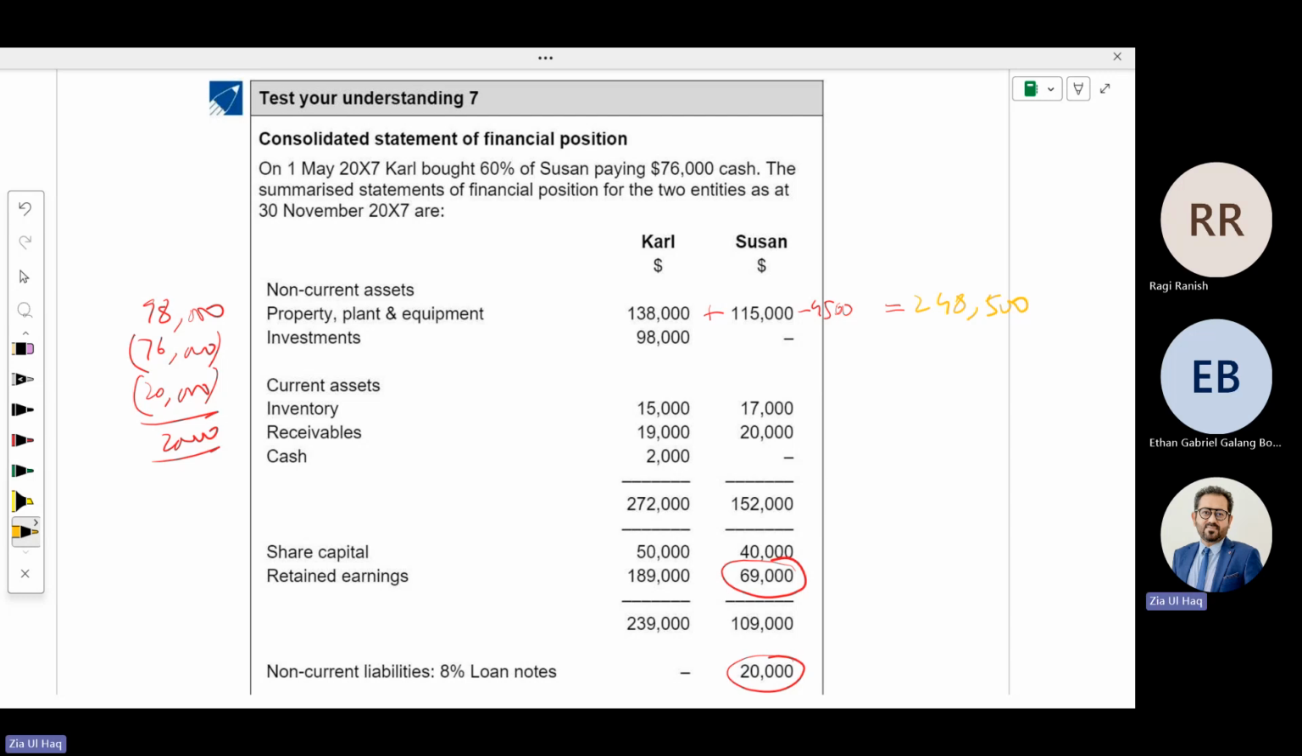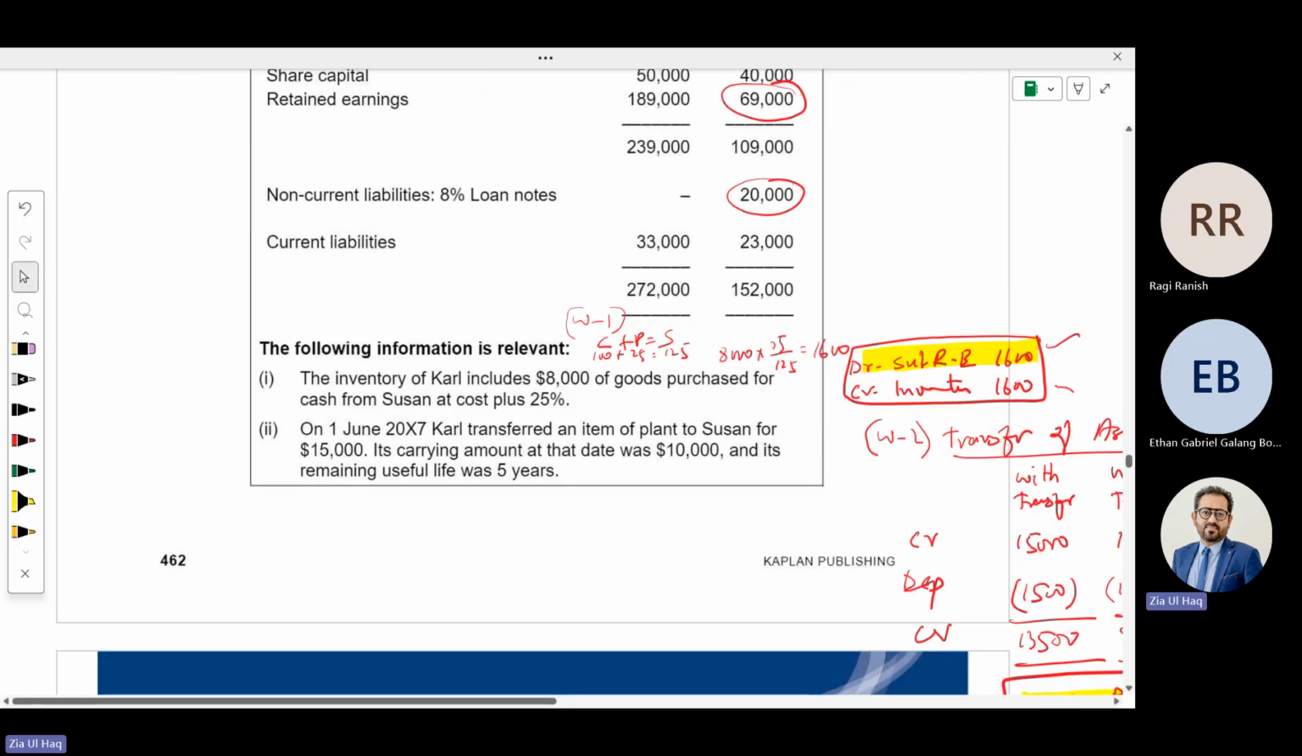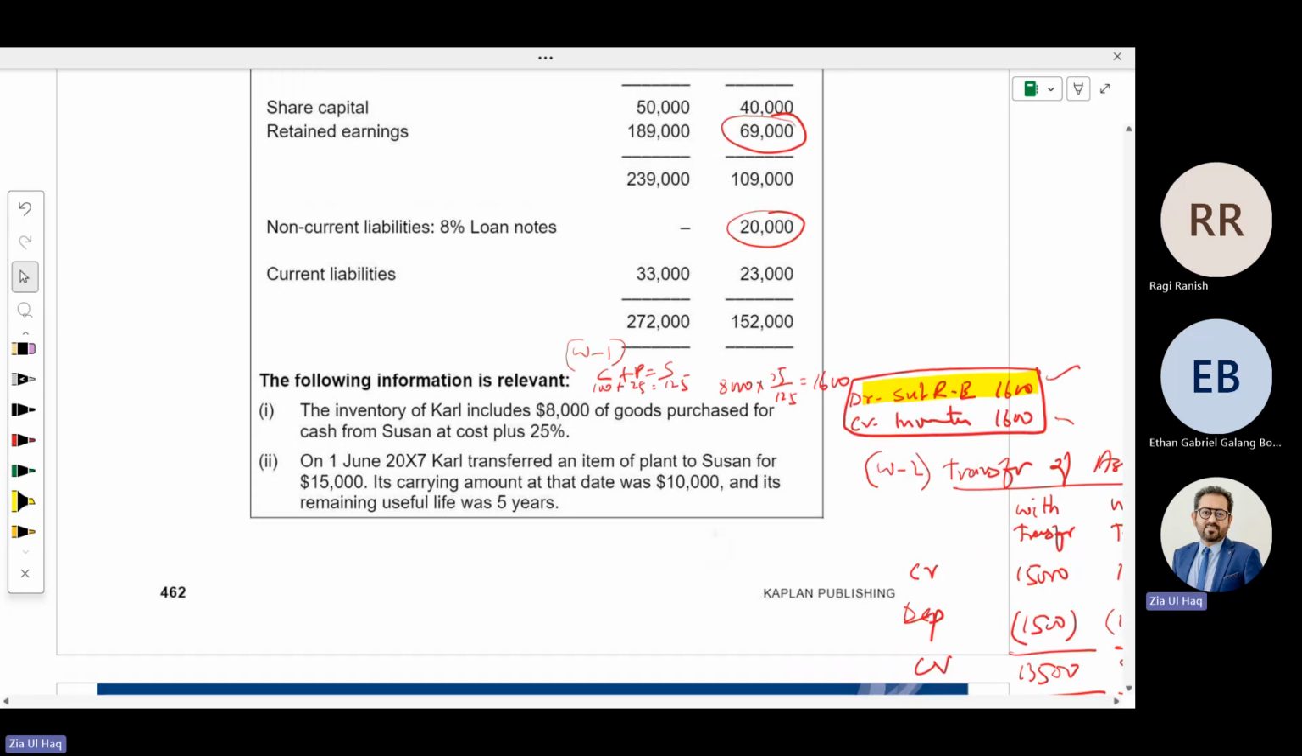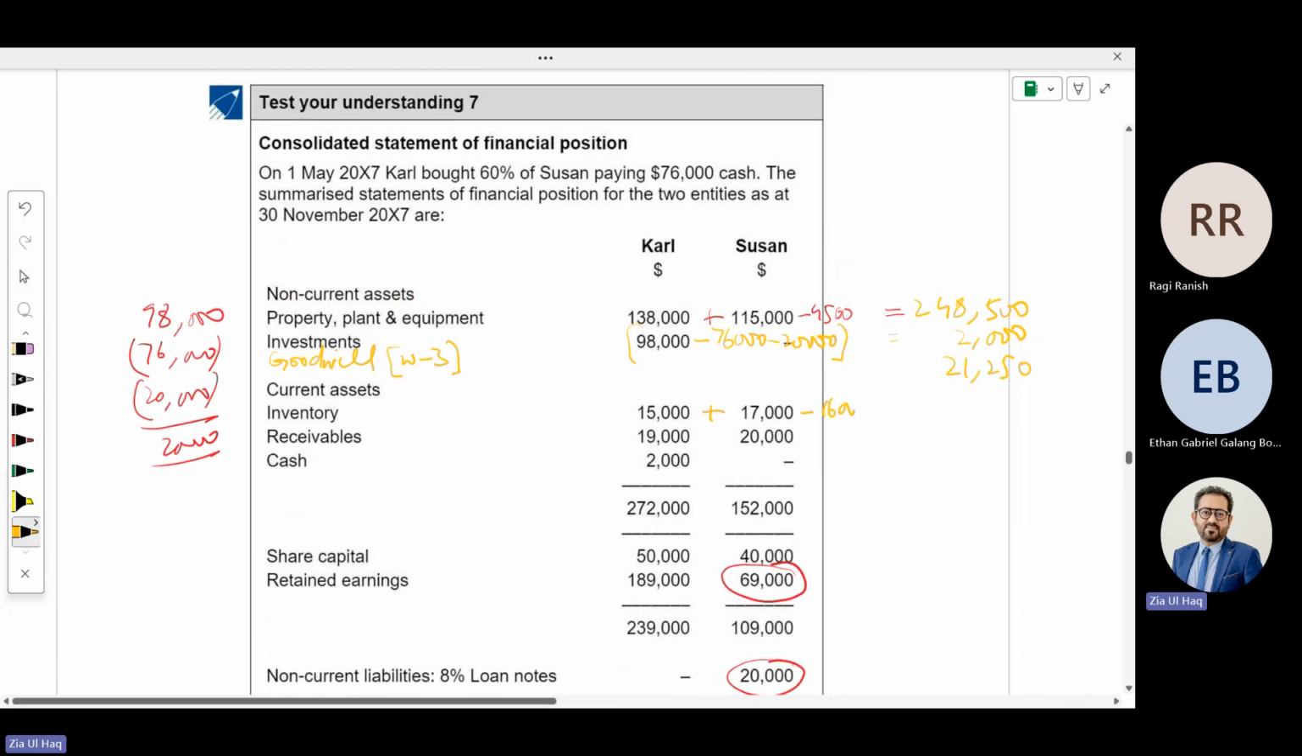Investment. How much left? 9,800 was there. We deducted 7,600 for subsidiary and 20,000 for loan that we need to eliminate. So remaining investment is what? 2,000. What else? $21,250? Yes. Inventory, we need to add, but we created inventory somewhere with 1,600. That is unrealized profit. Created means inventory should be reduced. So 1,600 we need to deduct from it. How much is the value?